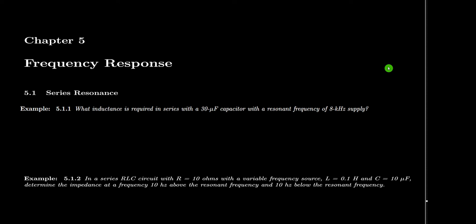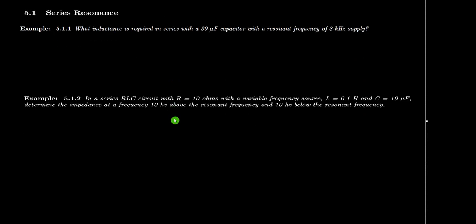Okay, now that we discussed already the concept behind resonance in series and also in parallel circuits, in this lecture we'll be doing examples under series resonance and also under parallel resonance. So first, example 5.11, under chapter 5 of our syllabus. What inductance is required in series with a 30 microfarad capacitor with a resonant frequency of 8 kilohertz?